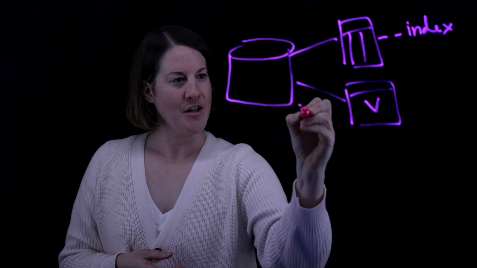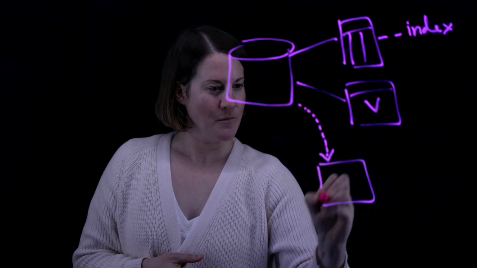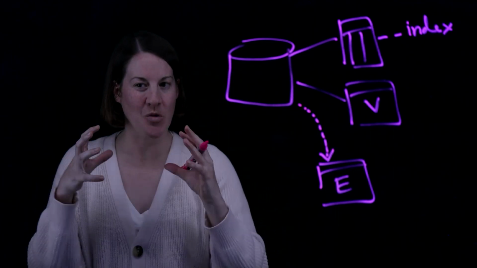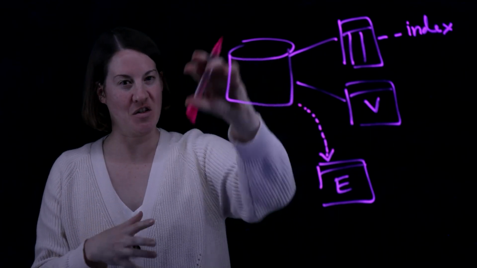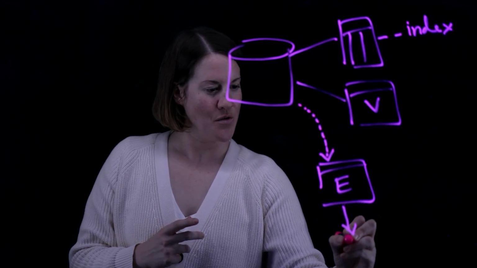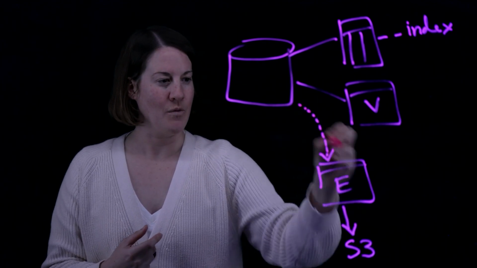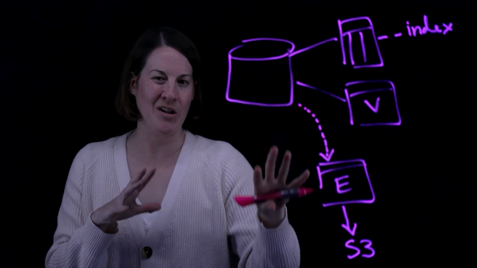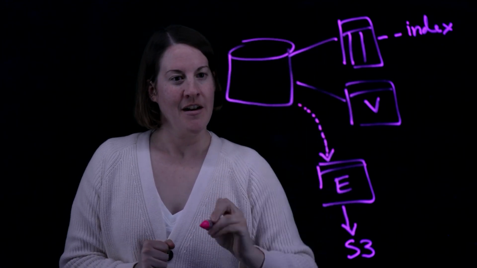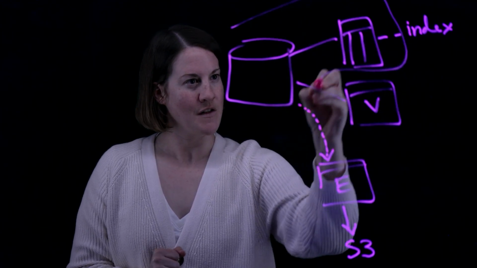There's a third type of object that is associated with the database, which we call an external table. An external table is not actually a physical set of data that's stored inside of Firebolt. Instead, you can think of it like a pointer to some external data living on S3. So when you're working with an external table, you can use Firebolt a little bit like a federated query engine.